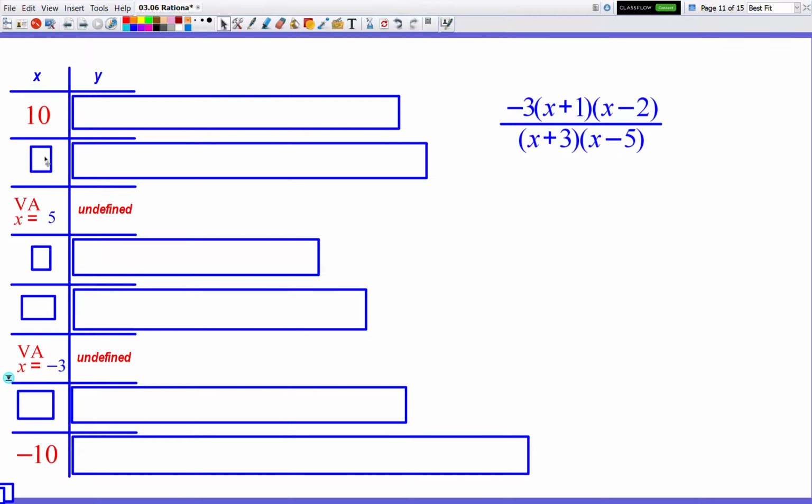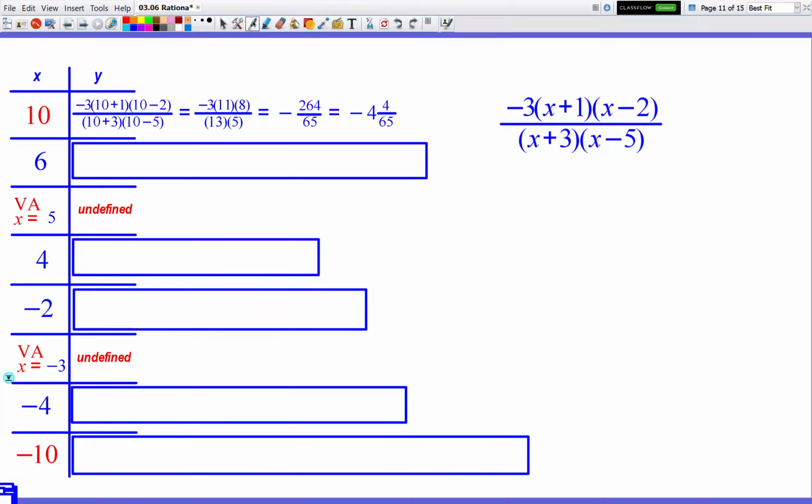So what number is 1 bigger than 5? A 6. What's 1 smaller than 5? That is a 4. What number is 1 bigger than negative 3? So that's negative 2. And what's 1 number smaller than negative 3? That's negative 4. Okay, so let's plot our first number, 10.